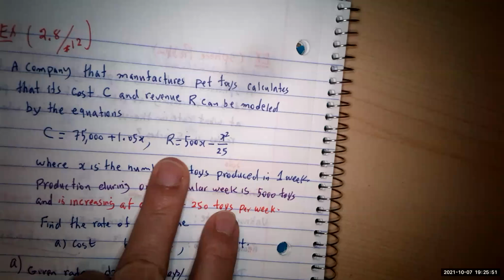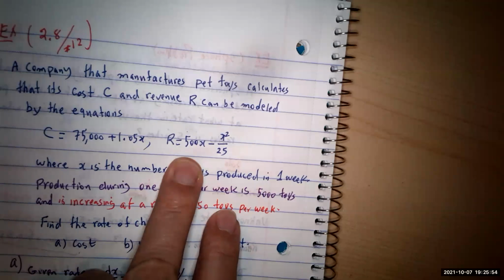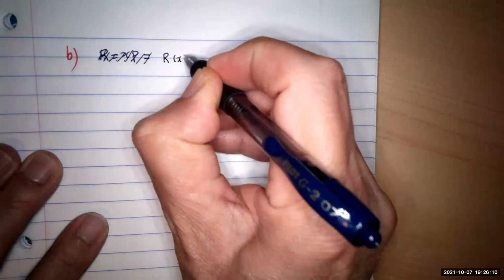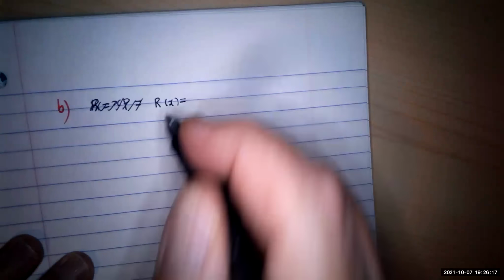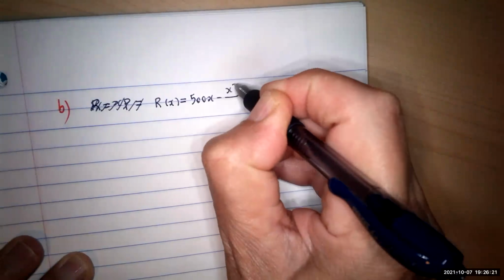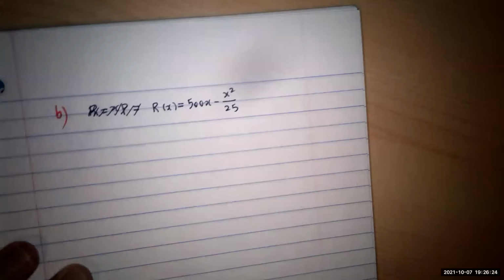This is another problem, I think. So the revenue given is 500X minus X squared over 25. It's already given, so we don't have to find it, but usually you have to find it. Okay, so we set up the problem for the second part. For the second part, you want to set up the rate of the revenue, Rx. The Rx is 500X minus X squared over 25. I'll double check this one.